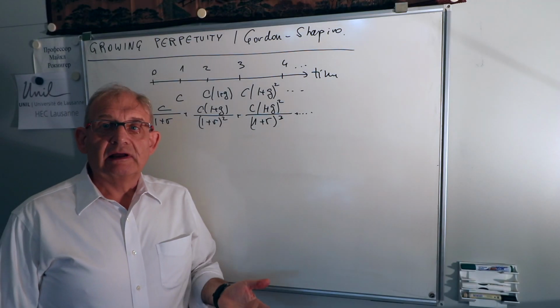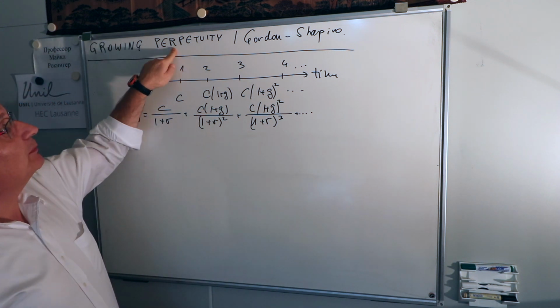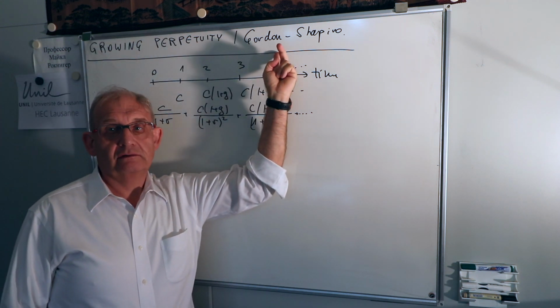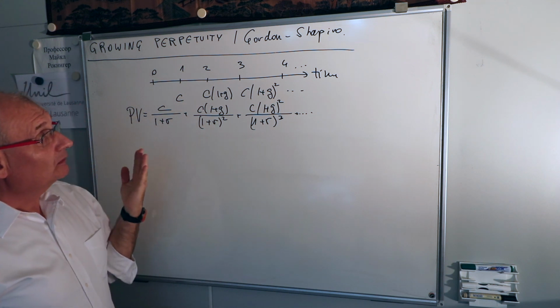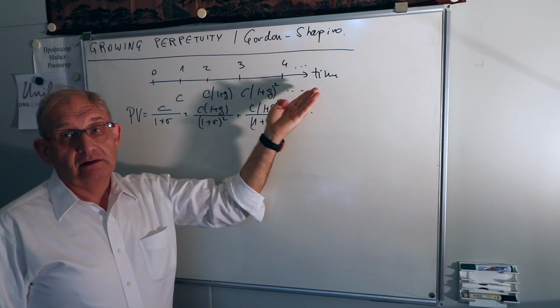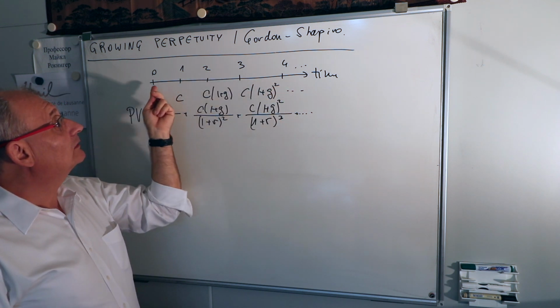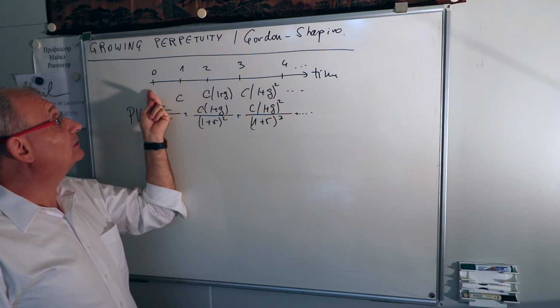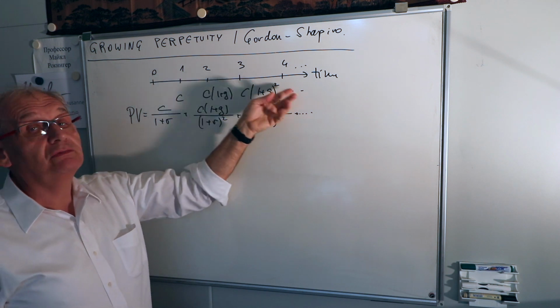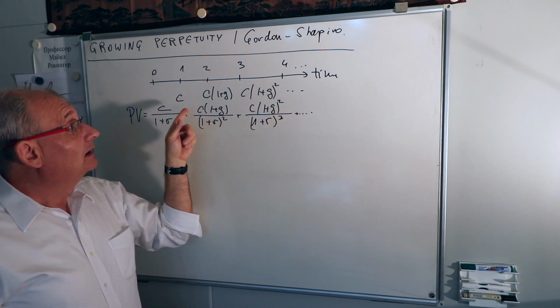The next thing that we would like to discuss is going to be the growing perpetuity that is also called Gordon-Shapiro. We're going to give ourselves a timeline, and here I prepared already the notations. We're going to give ourselves a timeline with today here being time 0, and then we're going to have time 1, 2, 3, 4, for instance, years.